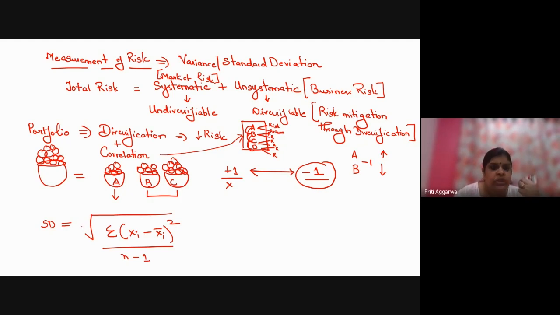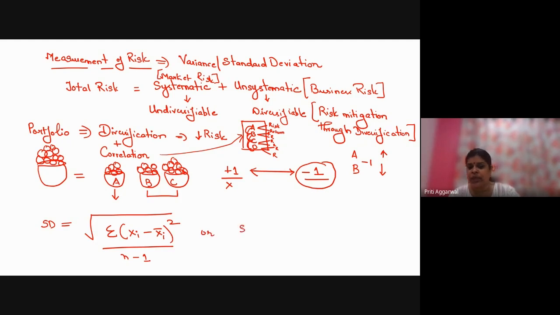So I choose 1 year data, 2 year data, or 5 year data, out of the entire population, I choose a random sample, and on that basis, I determine my variance or my standard deviation, right, friends? So this is the formula we generally use.